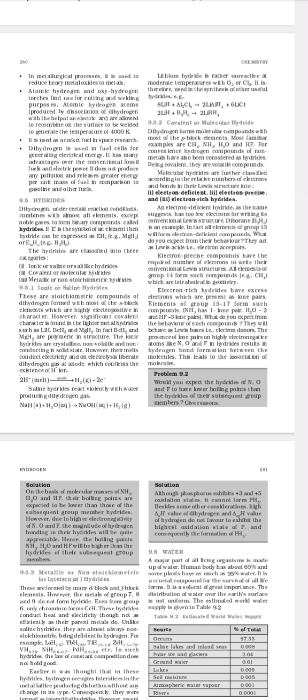Ionic or saline hydrides. These are stoichiometric compounds of dihydrogen formed with most of the s-block elements which are highly electropositive in character. However, significant covalent character is found in lighter metal hydrides such as lithium hydride, beryllium hydride, and magnesium hydride. In fact, beryllium hydride and magnesium hydride are polymeric in structure. The ionic hydrides are crystalline, non-volatile, and non-conducting in solid state. However, their melts conduct electricity and on electrolysis liberate dihydrogen gas at anode, which confirms the existence of hydride ions.